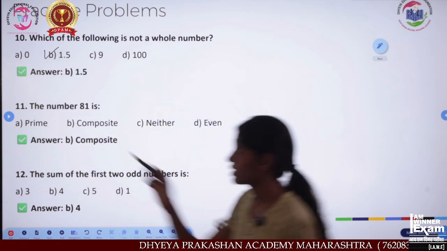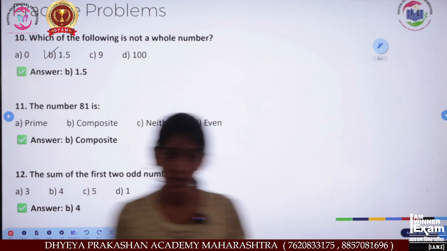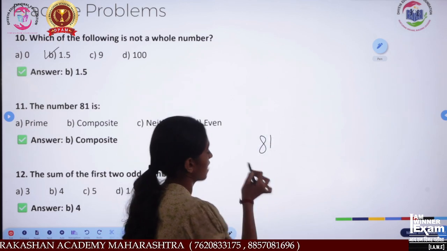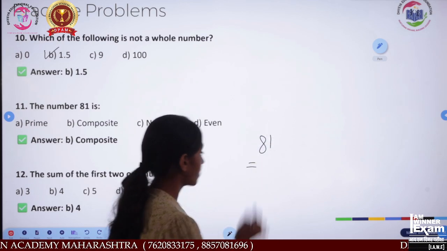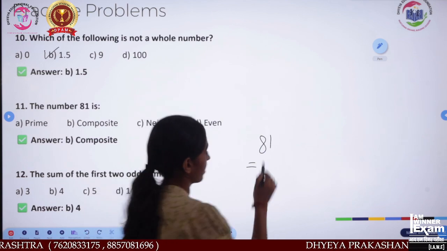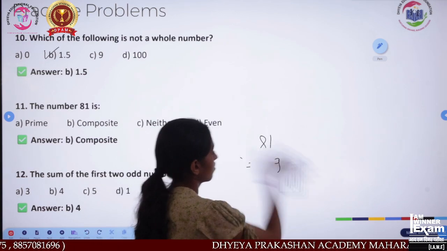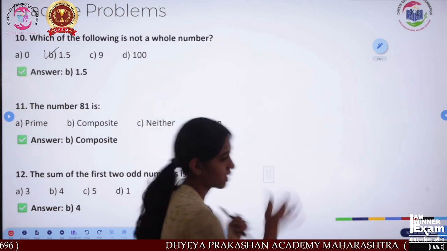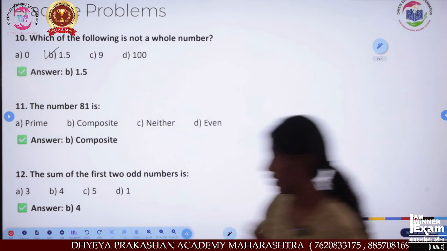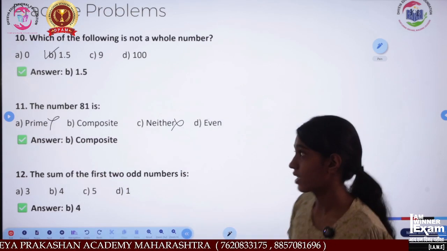The number is 81. Is 81 prime, composite, neither or even? Is it prime? Absolutely not. It is not a prime number. It has more than one factor. It has 1, 9, 81. It has more than 2 factors, so it is not a prime number. Neither is also not the correct answer.